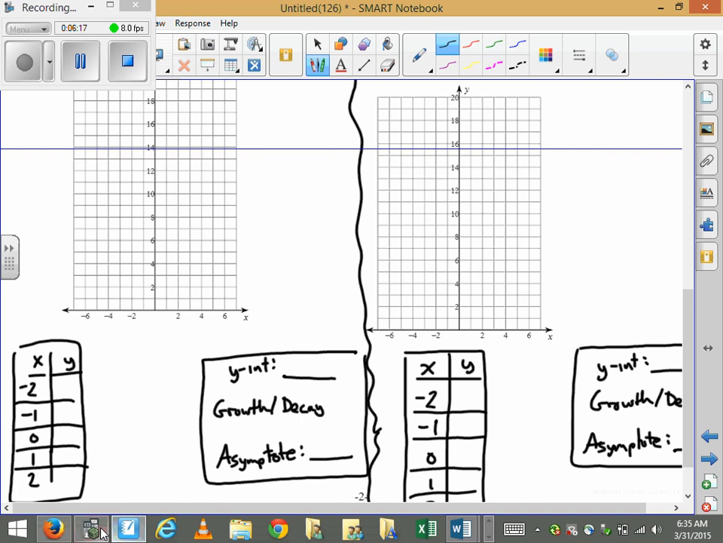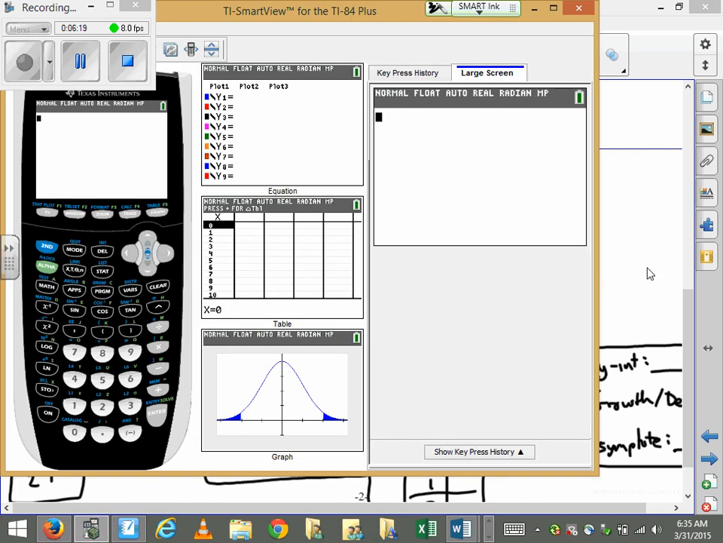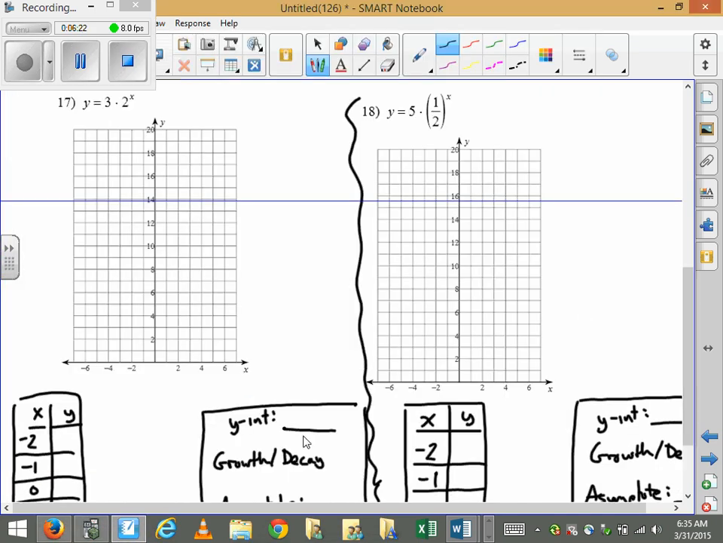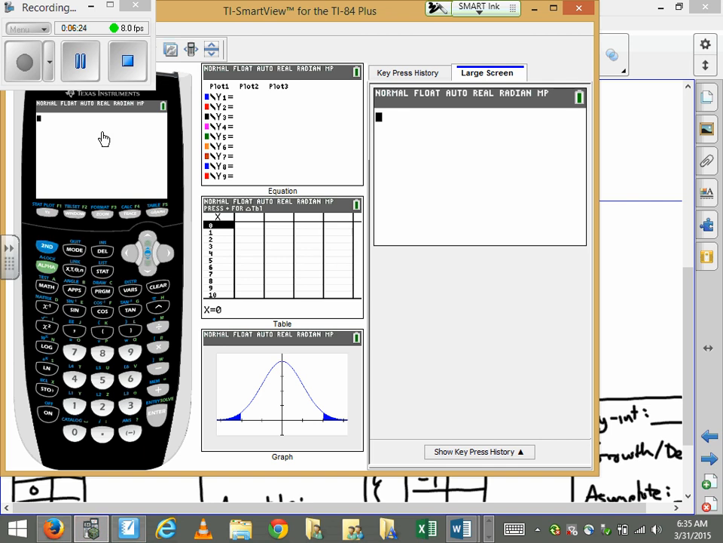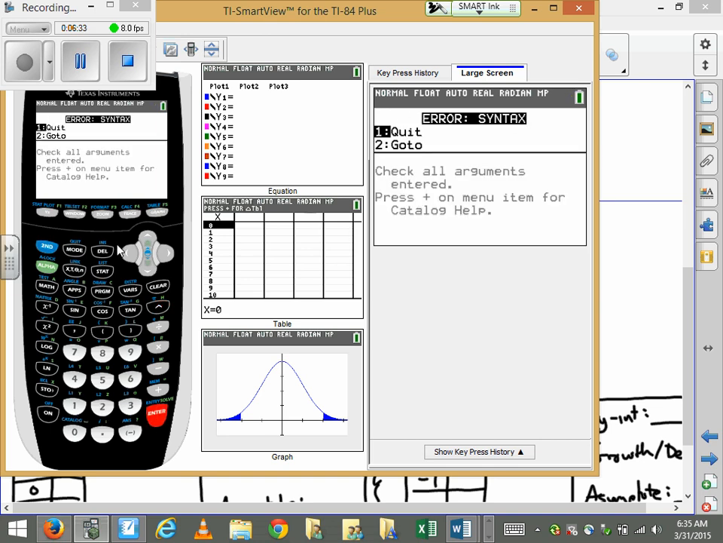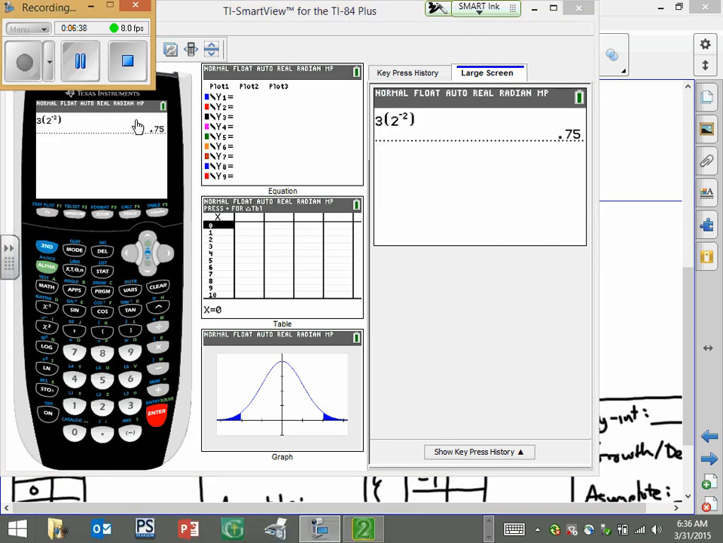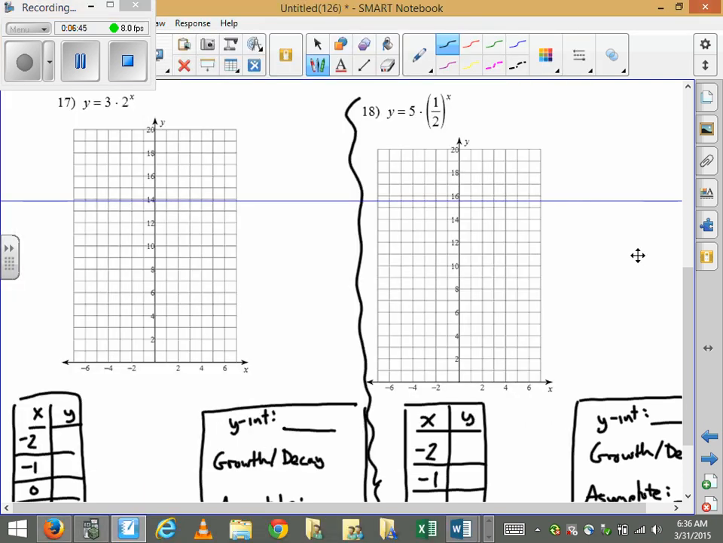And this is just going to the calculator. My function, I should go back and look, is 3 times 2 to the x. So we're going to go 3 times 2 to the first one, which is negative 2. So I'll hit enter. Oh, somehow I made an error. Hold on. All right, well, there it is. I'm not quite sure, maybe because I didn't include my parentheses. So when I plugged in negative 2, I end up with 0.75.